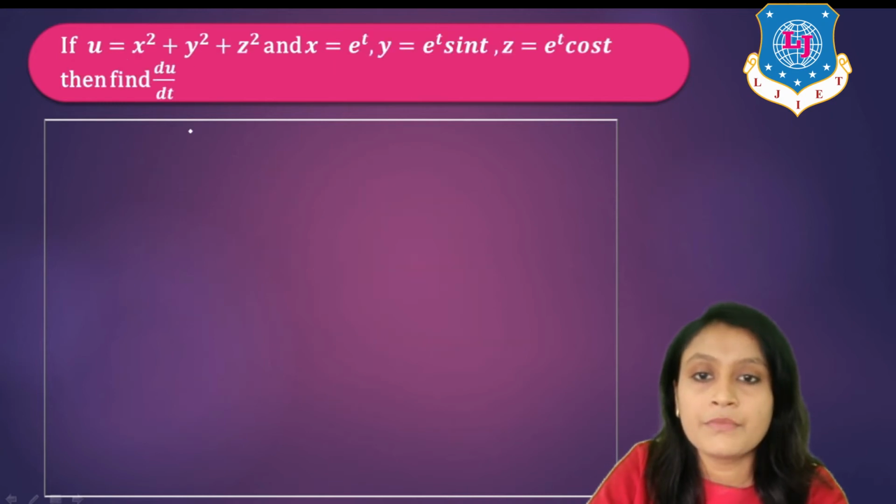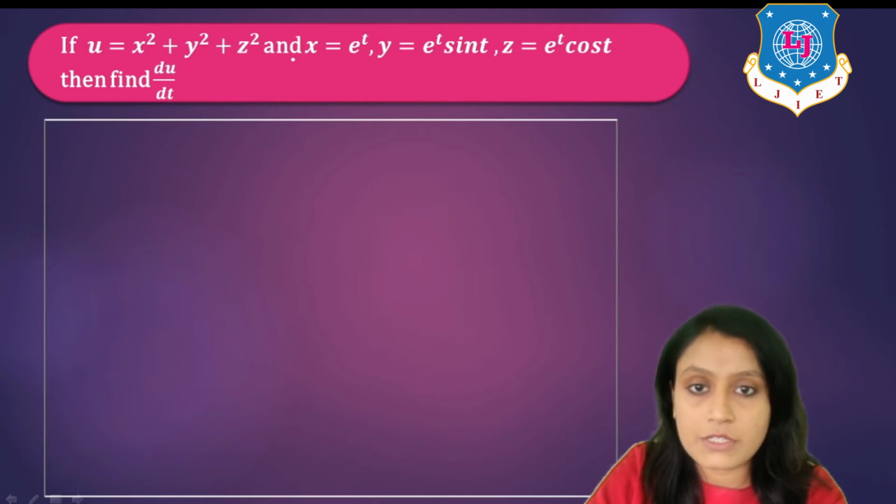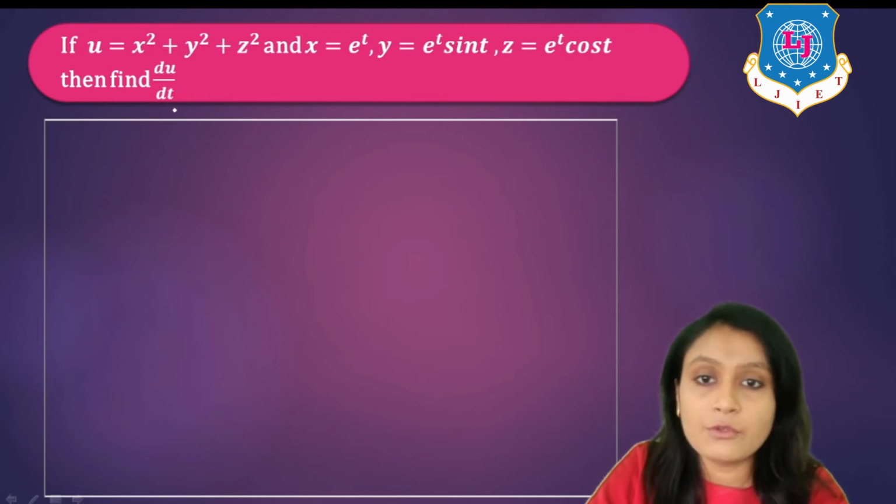Okay, now let's solve one more example. So if u is equal to x square plus y square plus z square, and x is equal to e raised to t, y is equal to e raised to t sin t, and z is equal to e raised to t cos t is given. Okay, and we have to find this du by dt. So firstly we will draw tree diagram.